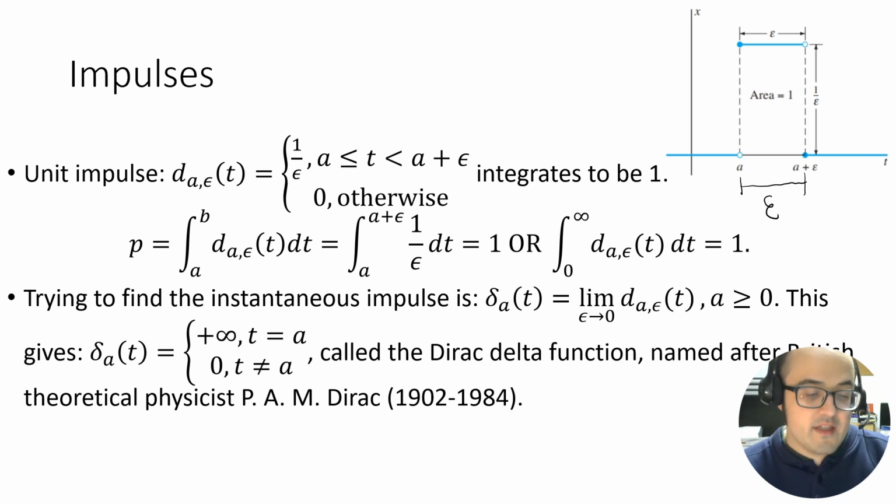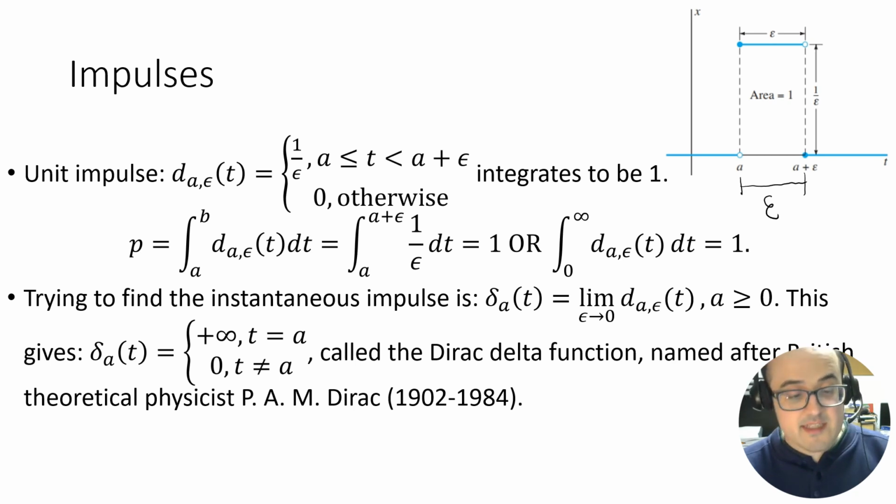So p would be the integral from a to b of this unit impulse function dt, which is equal to the integral from a to a plus epsilon of 1 over epsilon dt, which is equal to 1. Same thing if this is from 0 to infinity as well.